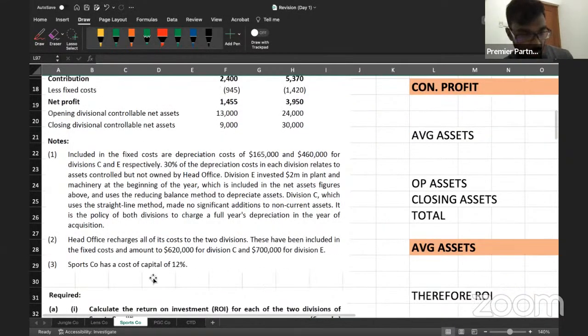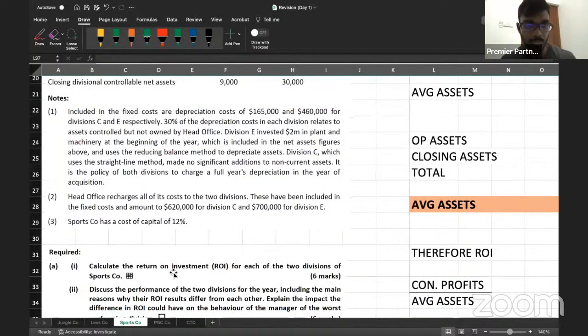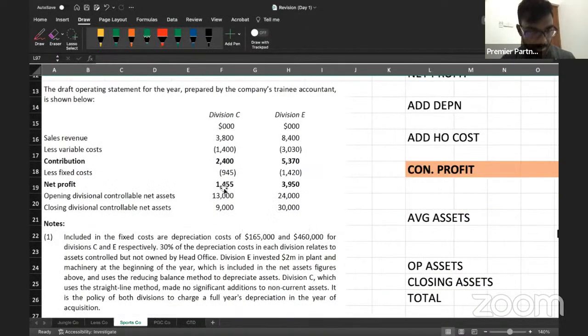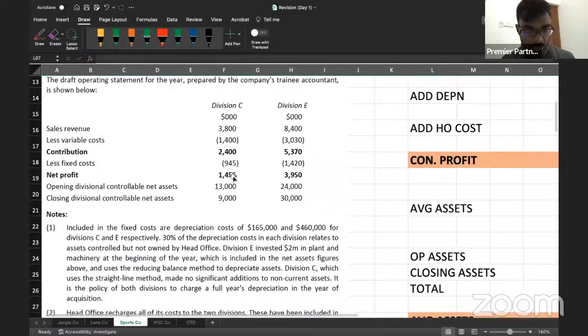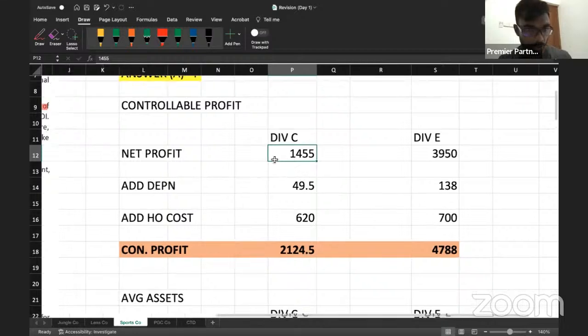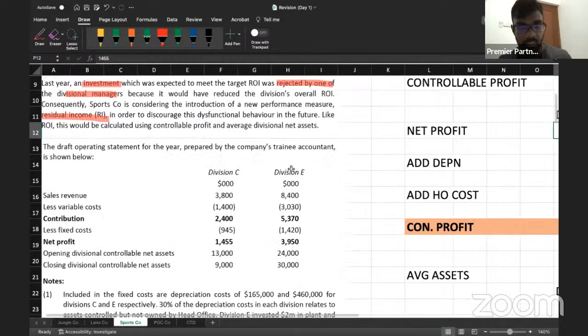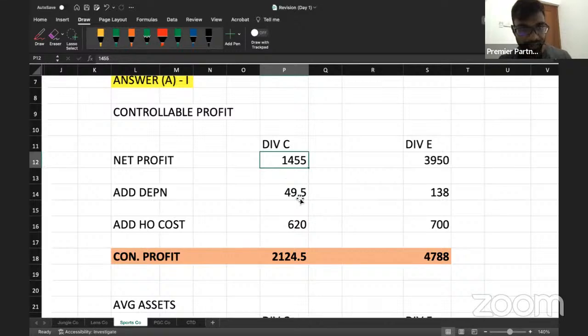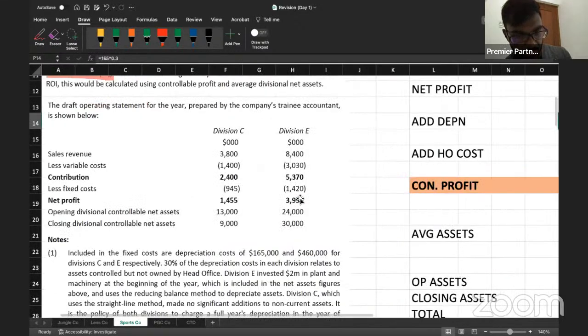So simple. First one, calculate ROI. Okay. So you take the net profit, right? From this net profit, you need to add this depreciation charge in full, 165, right? And then minus 30%, no? Do you understand that? You add the full depreciation. Okay. So 1,004, you're working with net profit, right? So net profit of division C is this, add depreciation. So guys, now what do they say?